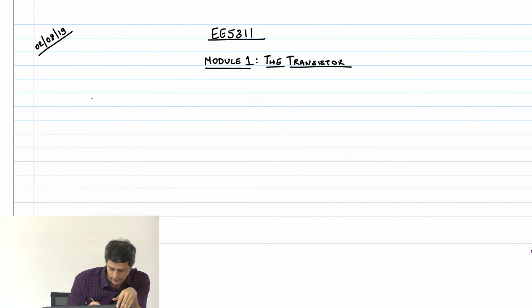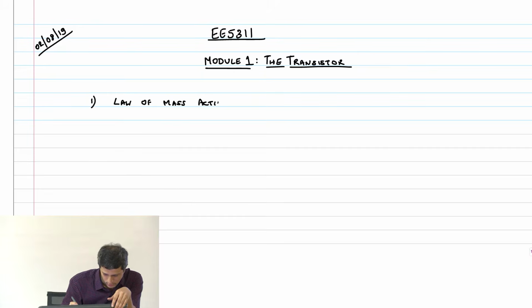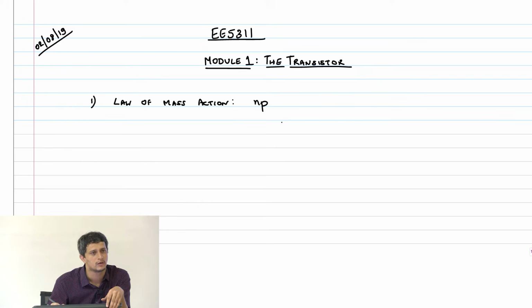Last class, we studied some of the essential concepts that we need from semiconductor device physics in order to develop the theory of the transistor, right? So we did three things. One is the law of mass action, which basically says that the product of electron and hole concentration is always a constant, and since for an intrinsic semiconductor, Ni equals Pi, the number of free electrons is equal to the number of free holes, it is just equal to Ni squared.